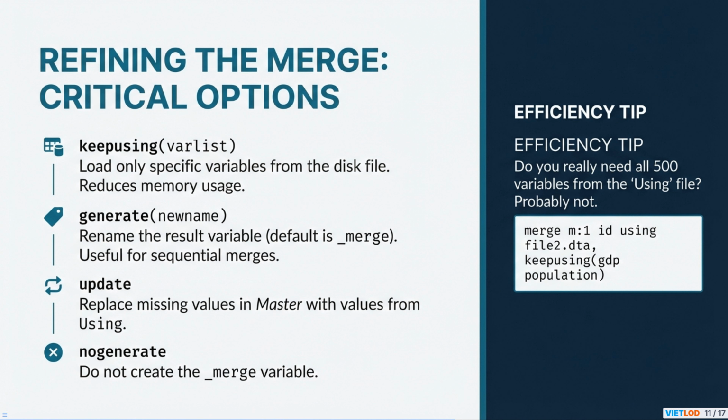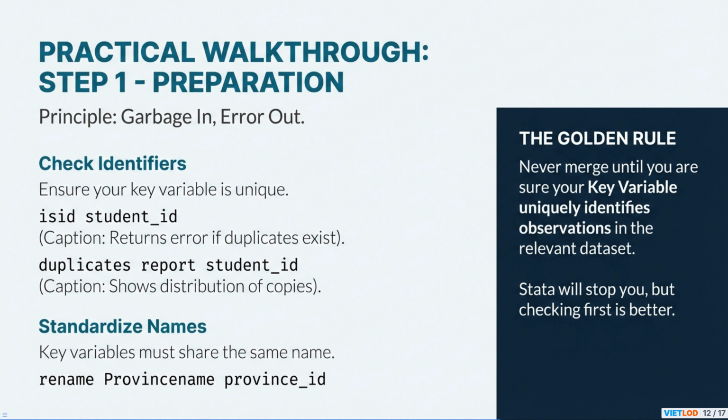The generate(newname) option allows you to rename the default result variable, which is _merge. This is helpful if you are performing multiple sequential merges and need to keep track of the results from each step. The update option is powerful. It tells Stata to replace missing values in the master dataset with non-missing values from the using dataset for matched observations. Finally, nogenerate tells Stata not to create the _merge variable at all. This is generally not recommended, as checking the _merge variable is a crucial diagnostic step.